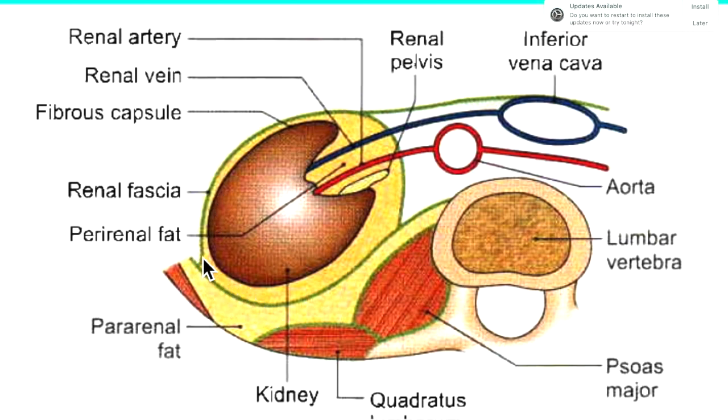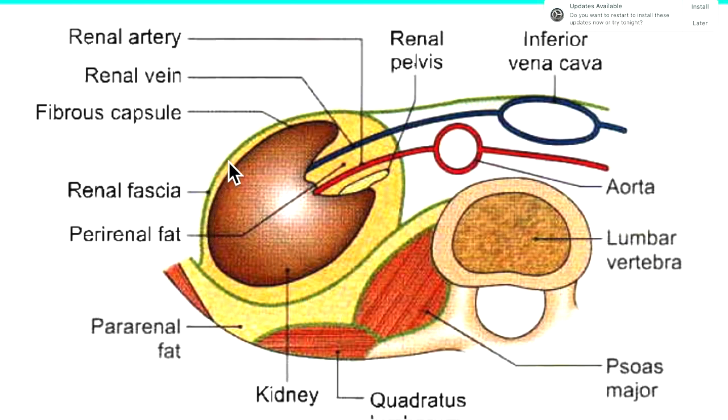Both these layers join together at the lateral end of the kidney, and they adhere with the fascia covering the transverse abdominis muscle. That fascia is known as fascia transversalis. See here, this is the transverse abdominis muscle. It is covered by a fascia known as fascia transversalis.